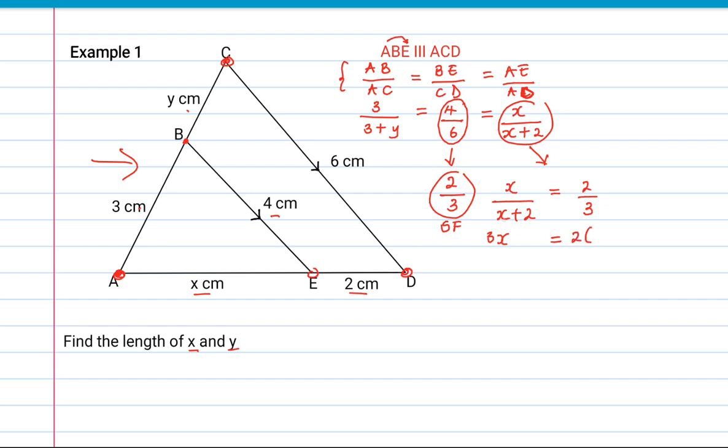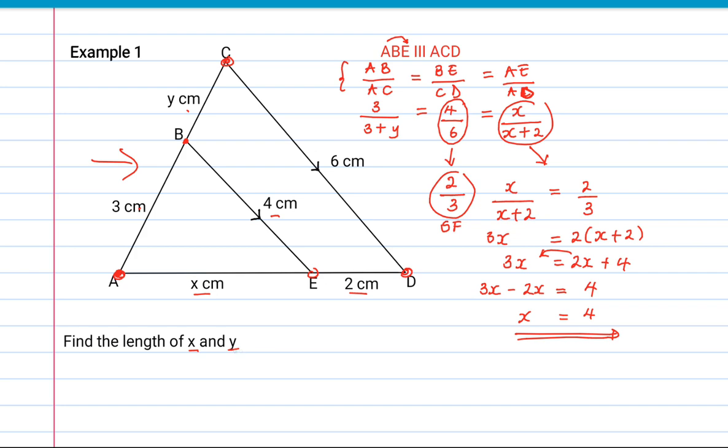2 by x plus 2. So here we find 2x plus 4. This one is 3x. Then our 2x goes to the other side, then it becomes 3x minus 2x, which will be equal to 4. Then here we get x being equivalent to 4. So our answer for x is equal to 4.